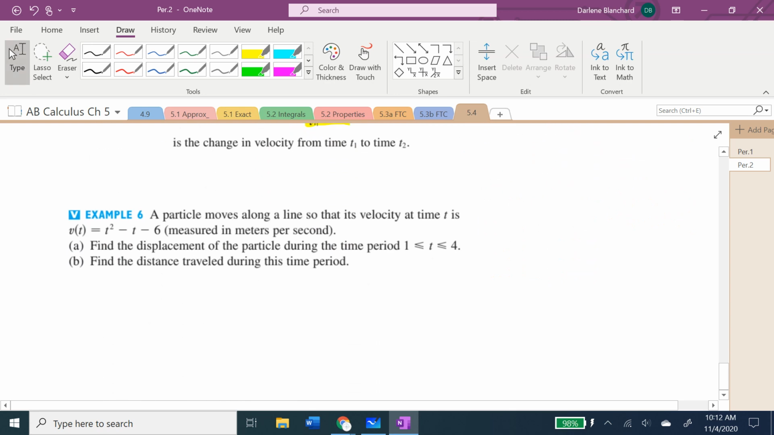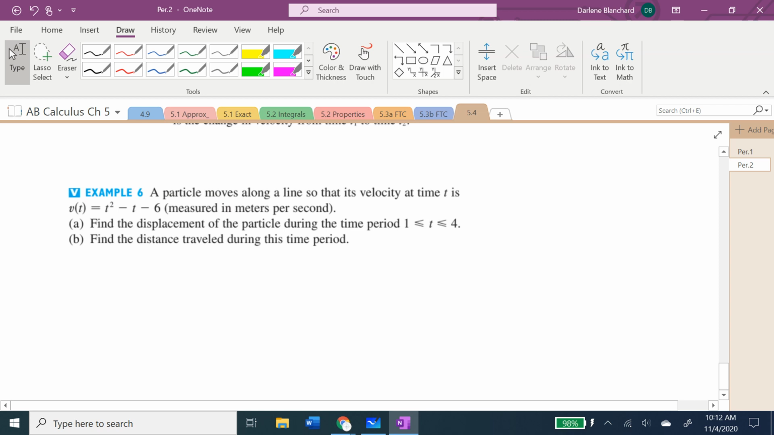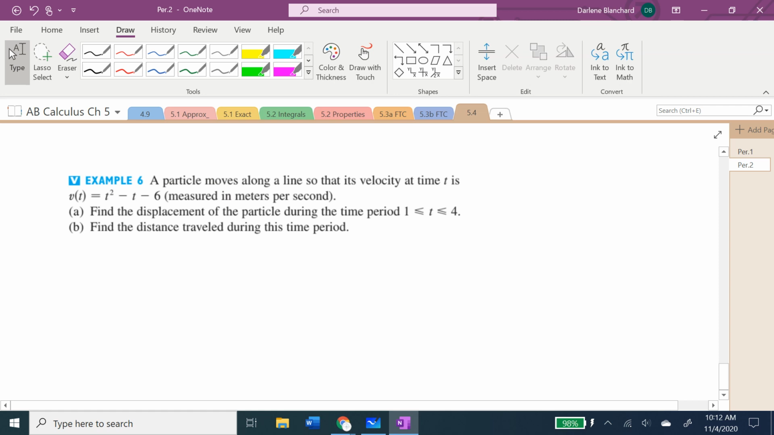So, an example. Set up an integral that is going to find displacement, and then set up an integral that is going to find distance traveled. For displacement, you're just integrating the velocity function itself.